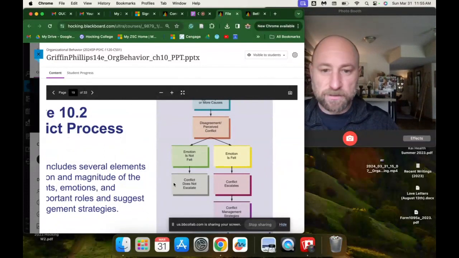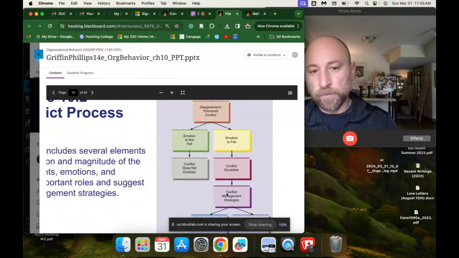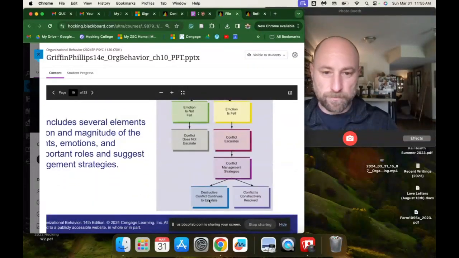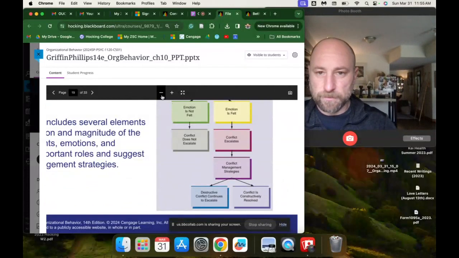If there's no emotion, the conflict doesn't escalate. If there is emotion, the conflict escalates. And then what we have to do is use conflict management strategies. Those can either be destructive and continue to escalate, or they can be resolved constructively. Pretty basic.